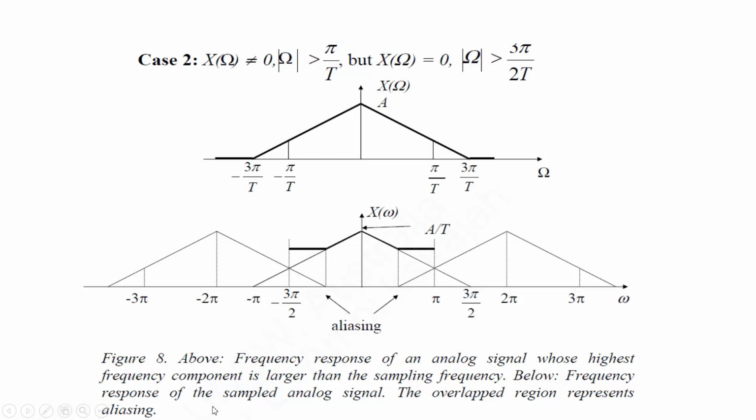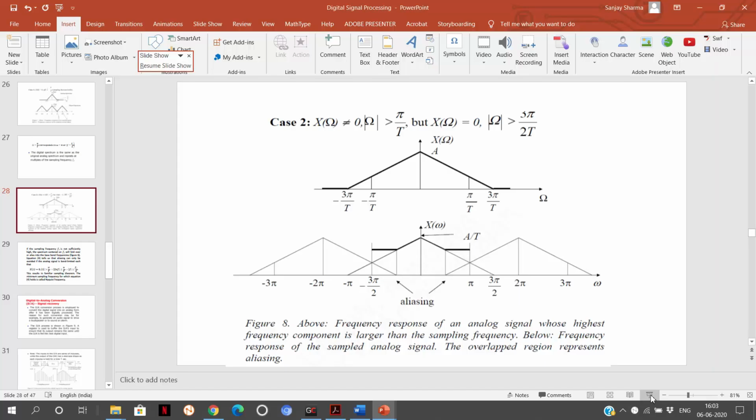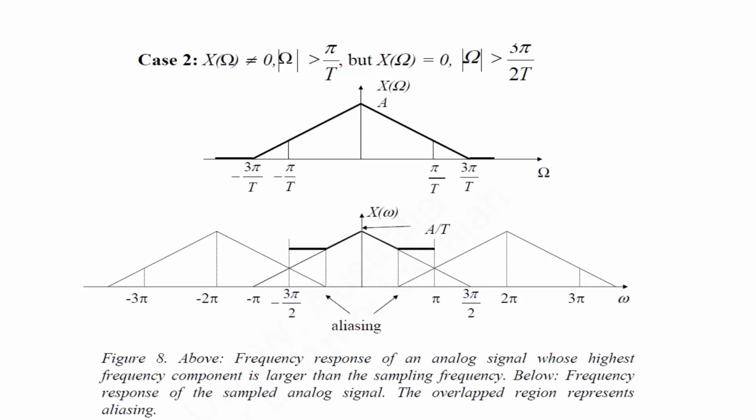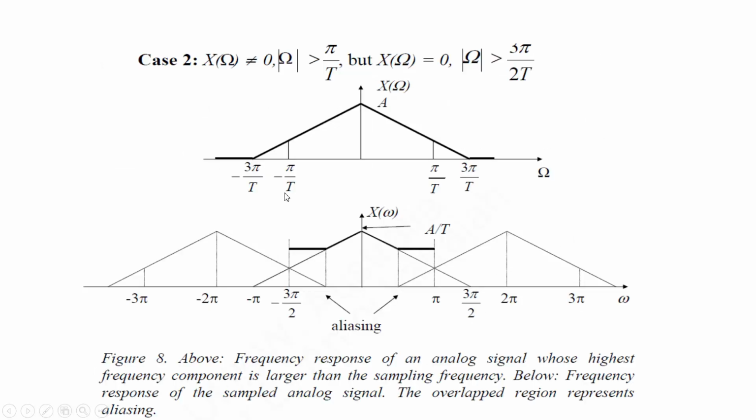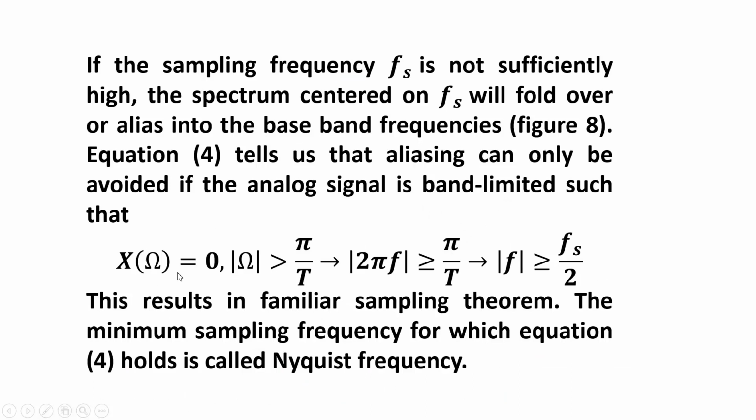Now this below diagram shows the frequency response of the sampled analog signal, and the overlapped region represents aliasing. If the sampling frequency Fs is not sufficiently high, the spectrum centered on Fs will fold over or alias into the baseband frequencies as shown in figure 8. Because if the spectrum extends beyond minus pi by T on the negative side and beyond pi by T on the positive side, there will be overlapping as shown in this figure.